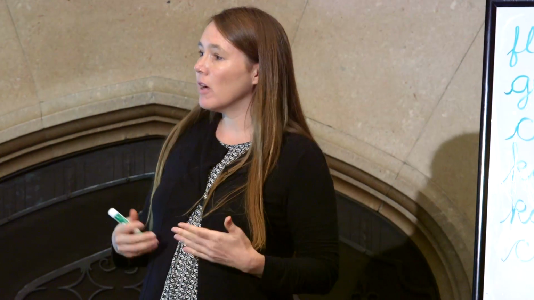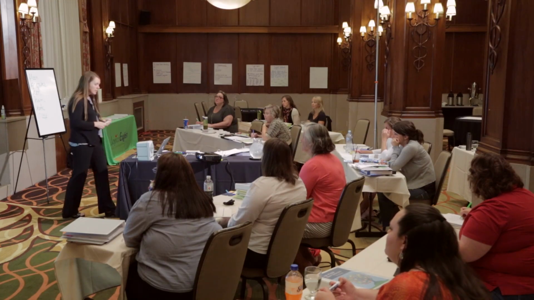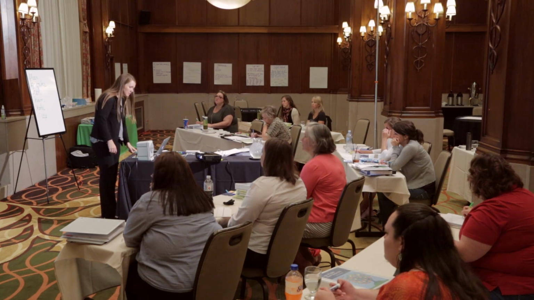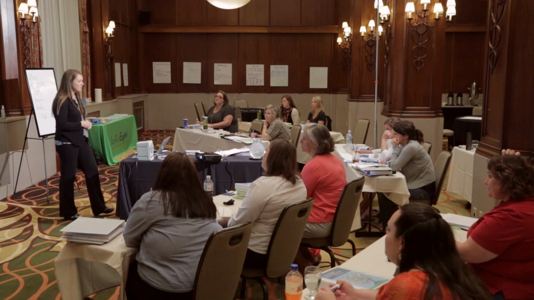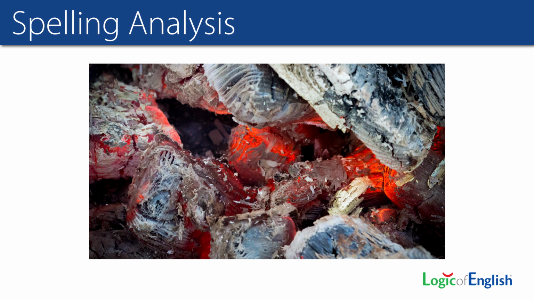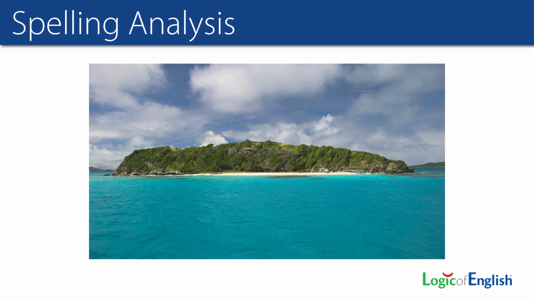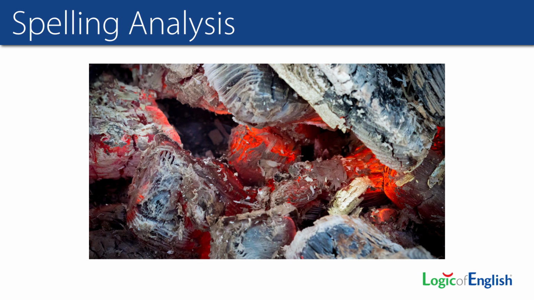So that is the process for a one-syllable word. Let's go ahead. We're going to do this for just a few more, just to get the feel. The next word is glede. Oh, by the way, what is a cay? It's an island in the Caribbean. All right, the next word is glede.